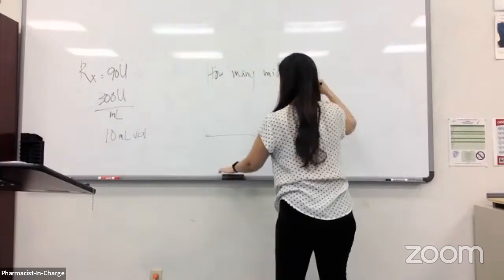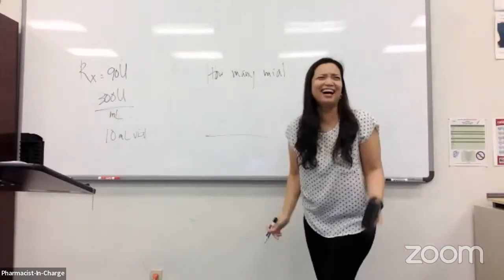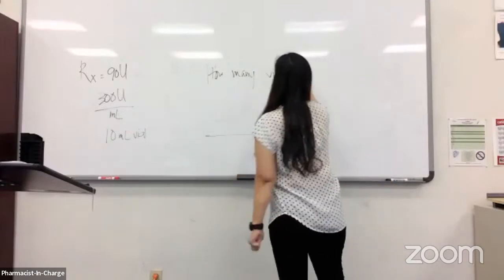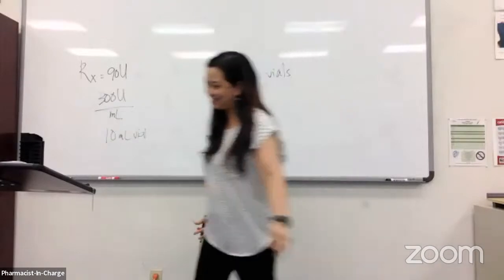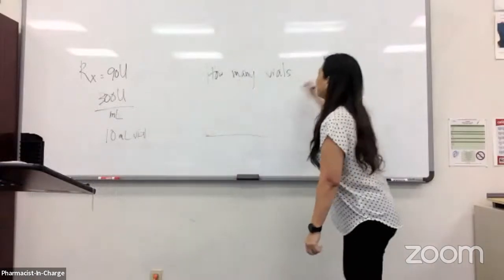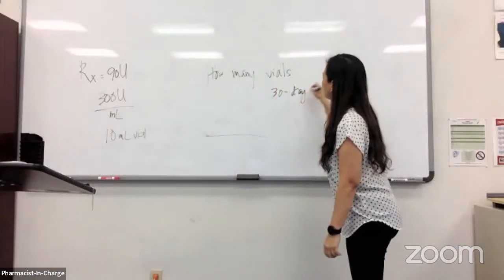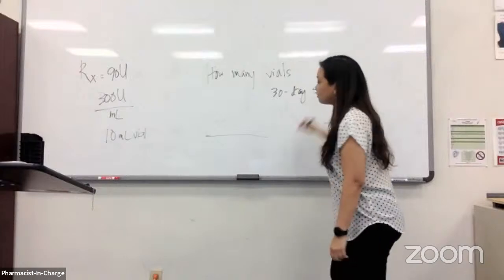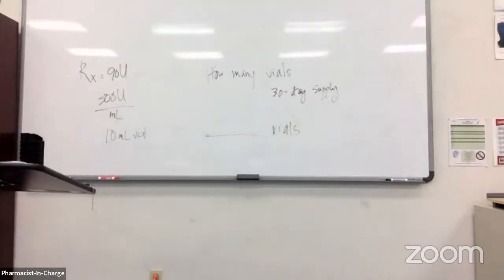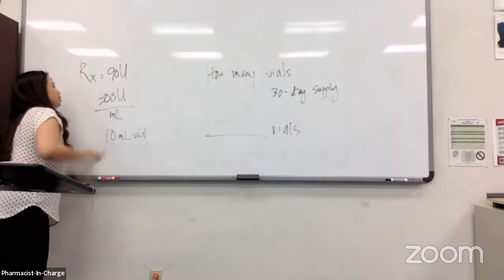I like this question because it shows up on the PTCB. How many vials will the patient need for a 30-day supply? So your final answer will be in number of vials. Class practice. So you don't use the 100 units per ml because it gave you a specific 300 units per ml.